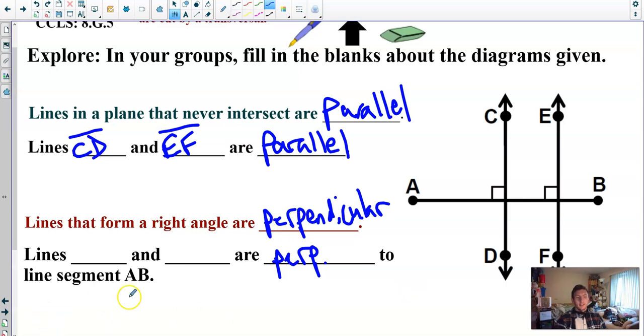Lines blank and blank are perpendicular to line segment AB. Here's AB. So which two lines are perpendicular to it? Well, you can see the hints. They drew these little 90-degree boxes. So lines CD and EF are perpendicular to AB. And you can see, because here's AB, here's CD, they make a right angle. Same thing with EF.